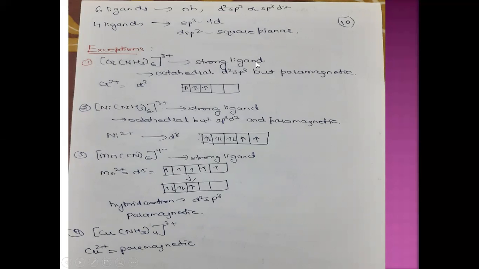When you hear strong ligand, what are the things that should pop up? First, hybridization. What is the hybridization? There are 6 ligands present, so what is the hybridization? d2sp3, right? Then what should be the shape when it is 6 ligands? Octahedral. Okay, both are satisfied. But if a strong ligand is present, what should be the magnetism? It should be diamagnetic. But there is an exception. This complex shows paramagnetic property.